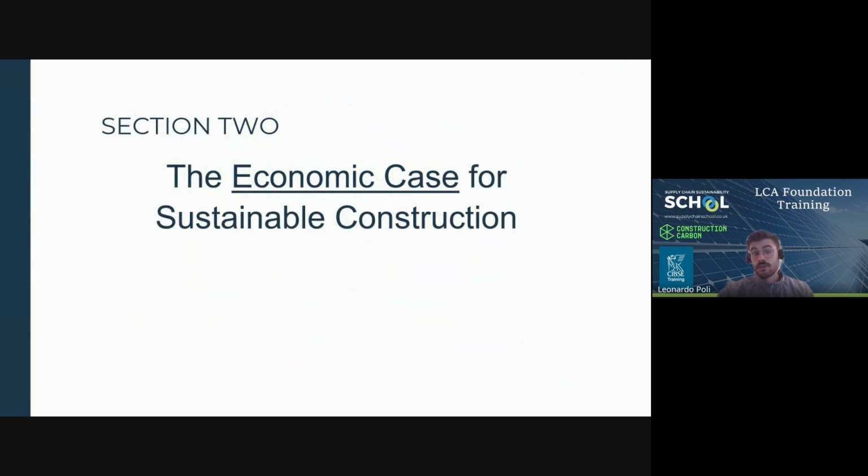Moving on to section number 2. And in this section, we're going to go into the details of one of 3 pillars, the economics. I'm going to outline a series of implications, positive or negative, that sustainable building has on economic and financial performance of the business doing it.